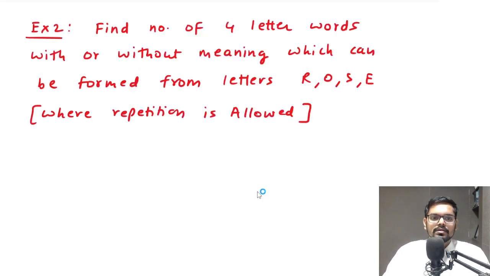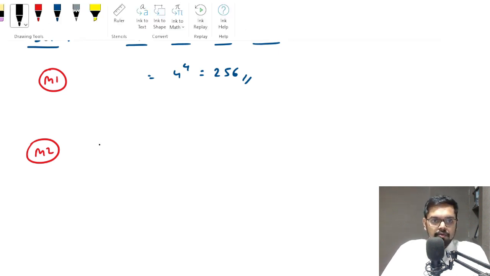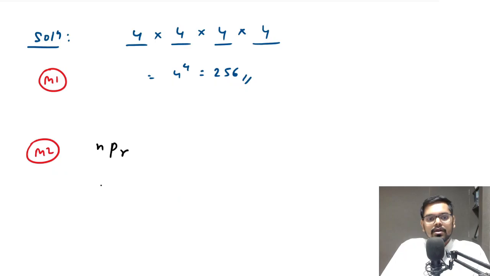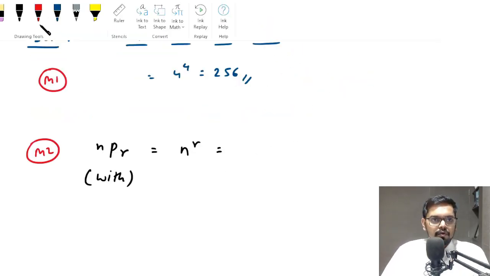There is no choice. So example number 2, same kind of question, but the change is repetition is allowed. Then what is the answer? So you know very well, by counting principle you have solved this. 256 is the answer. You can also say that since an arrangement question is going on, permutation would be used, which means nPr is going to be used where repetition is allowed. So with repetition the formula is n to the power r. Who is n, who is r? Here both of them are the same, so n equals r equals 4.